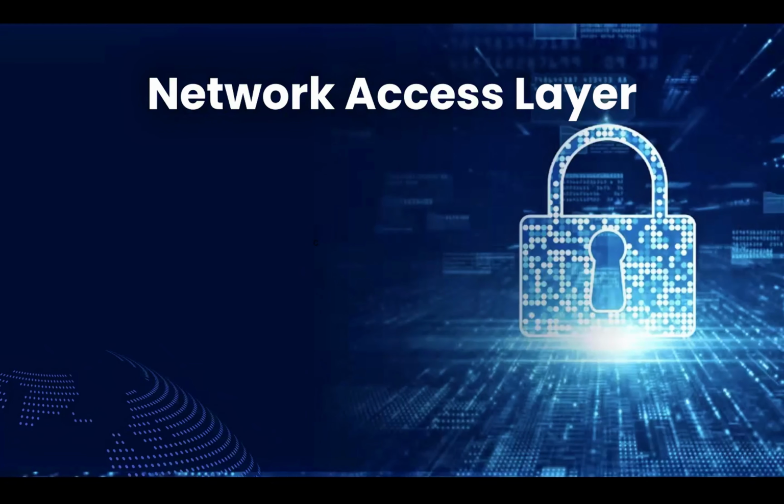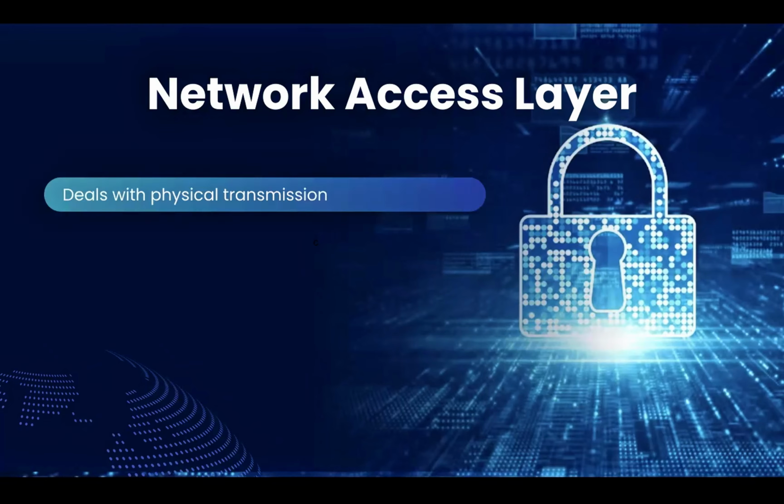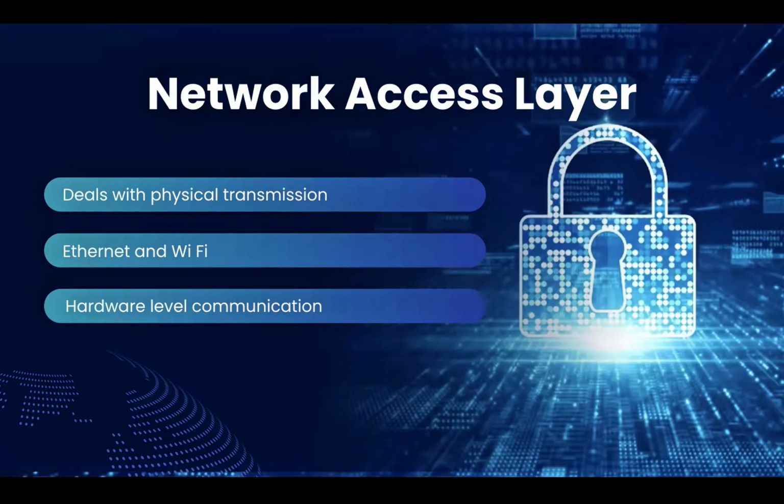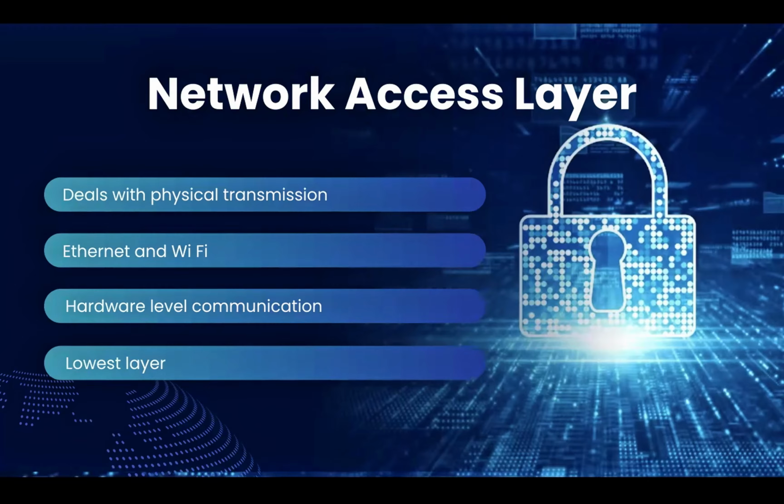Next, we have the network access layer. This layer handles physical transmission. It deals with hardware communication. It includes Ethernet and Wi-Fi. It sends data over physical media, and it is the lowest layer.